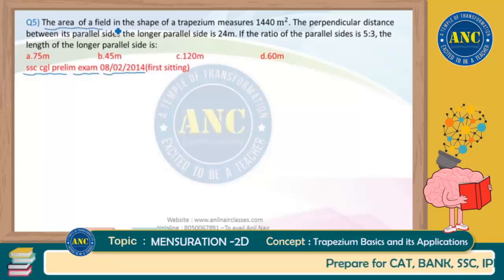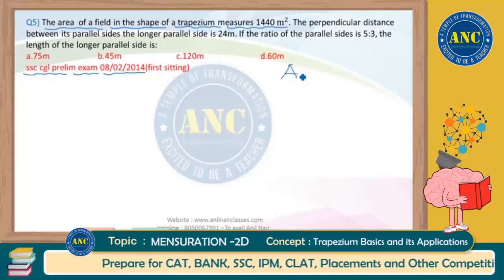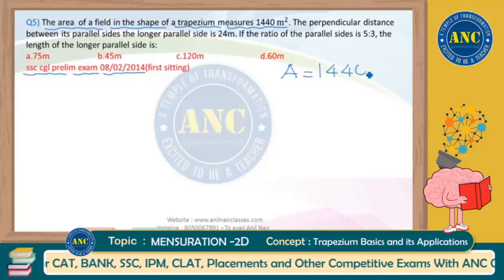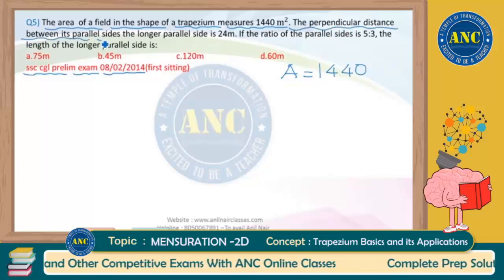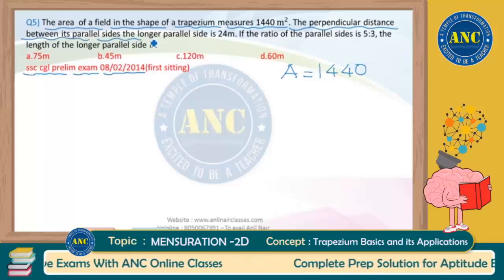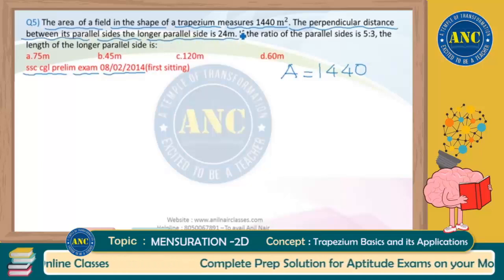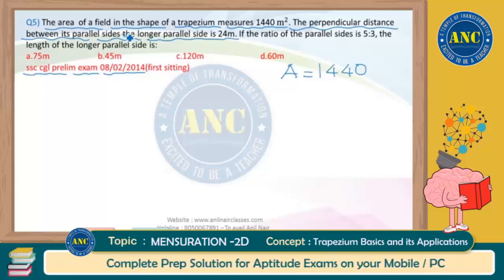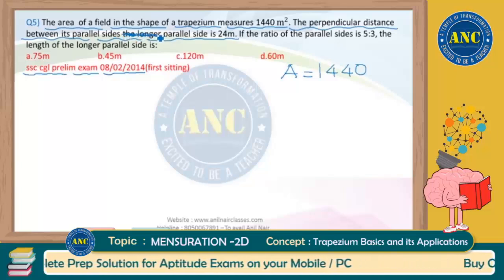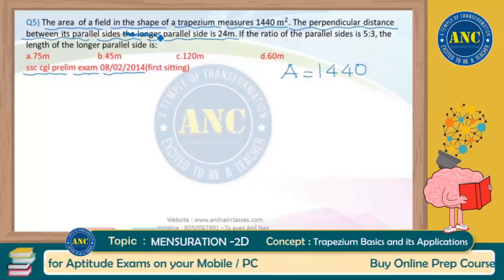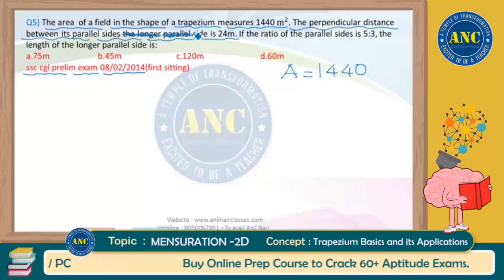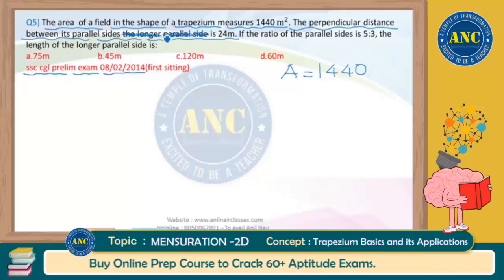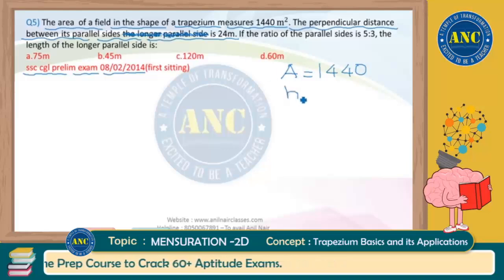The area of a field in the shape of a trapezium measures 1440 meter square. The first statement is very clear for me. The perpendicular distance between its parallel sides is 24 meters. The longer parallel side, this is something which is incorrect here. It should not have come there. By mistake they have typed here, right? The perpendicular distance between its parallel sides is 24 meters.